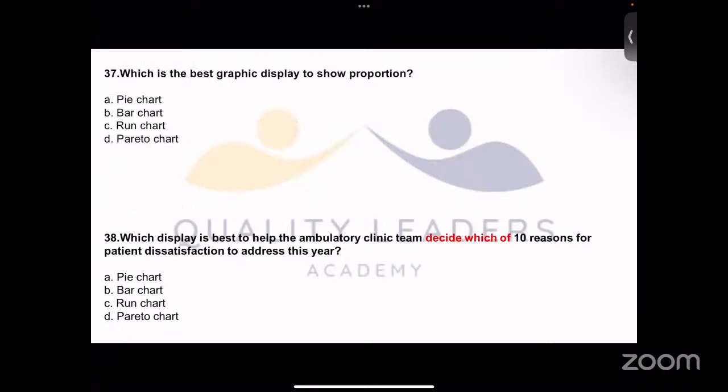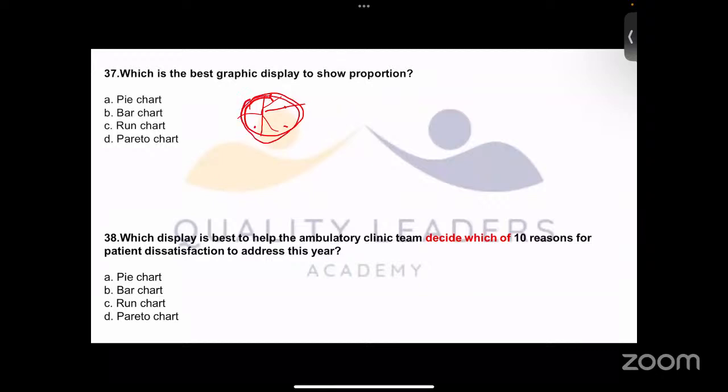For 37, which is the best graphic display to show proportion? A, pie chart, B, bar chart, C, run chart, D, Pareto chart. Proportion means part of a whole. Okay, proportion is part of a whole. So it is part of the whole, which means the pie chart is the correct answer.